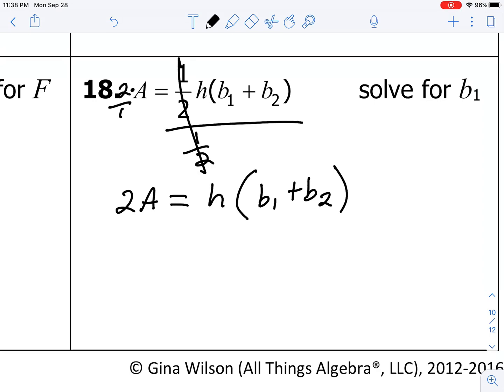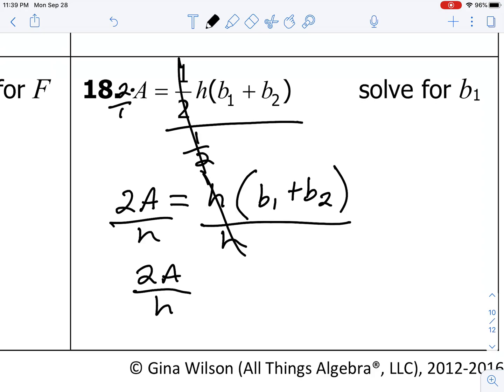All right, now let's look at it. We need to get rid of the h. So how do we get rid of the h? The same way that we just got rid of the 1/2. Divide it. That's now gone. So we get 2a over h equals, and since that h is now gone, we don't technically need this parenthesis.